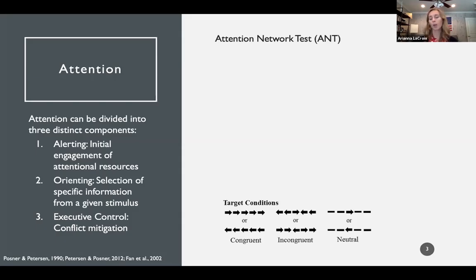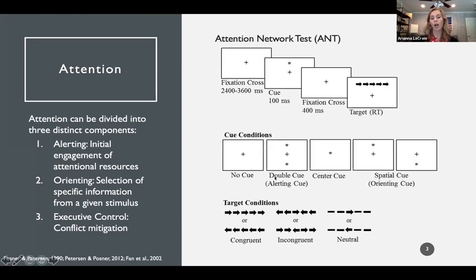So here, participants are told that they'll be completing a flanker executive control task. So they'll see five arrows and they need to determine which direction the center arrow is pointing. Before each target, they see one of four cues, either a no cue, where it's just a fixation cross, a double cue, where there's an asterisk above and below the fixation cross. This is the alerting cue. A control for the spatial cue, which is either above or below the fixation cross. And importantly, in our studies, the spatial cue predicts the location of the target 100% of the time.